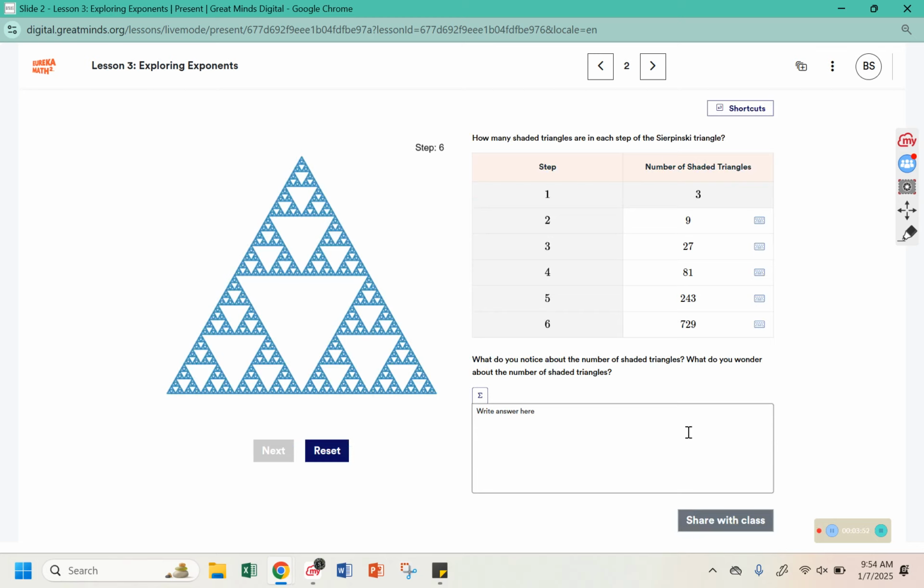What do you notice about the number of shaded triangles, and what do you wonder about the number of shaded triangles? We noticed that it tripled each time. I wonder if we could continue this pattern for even more triangles.